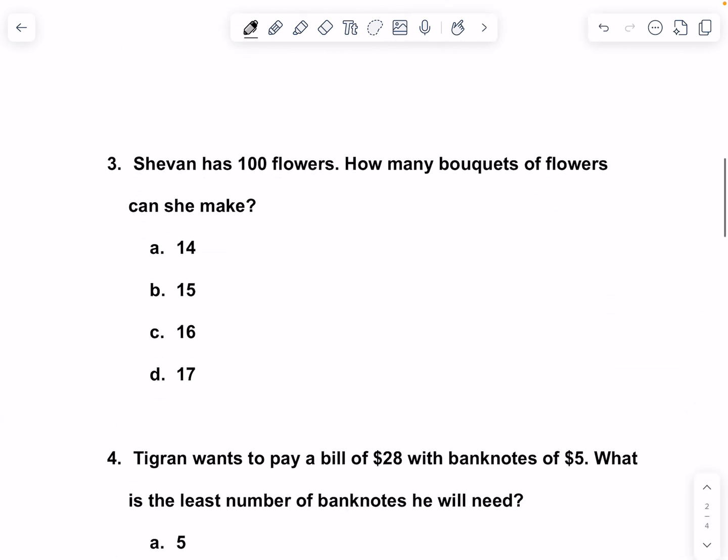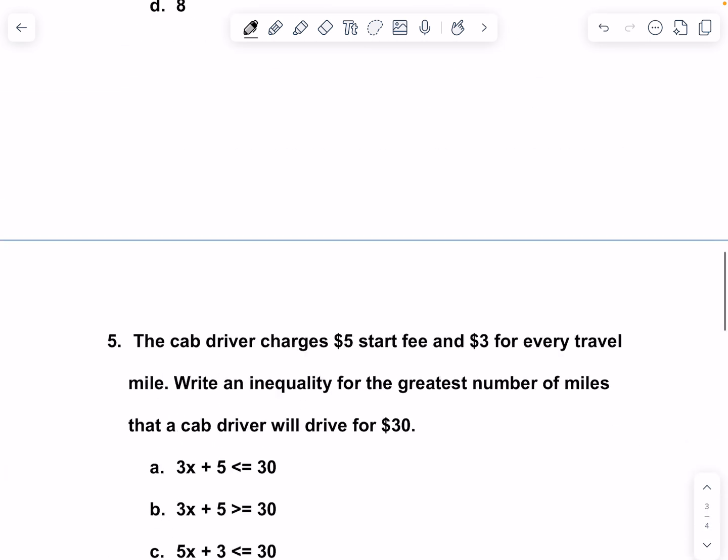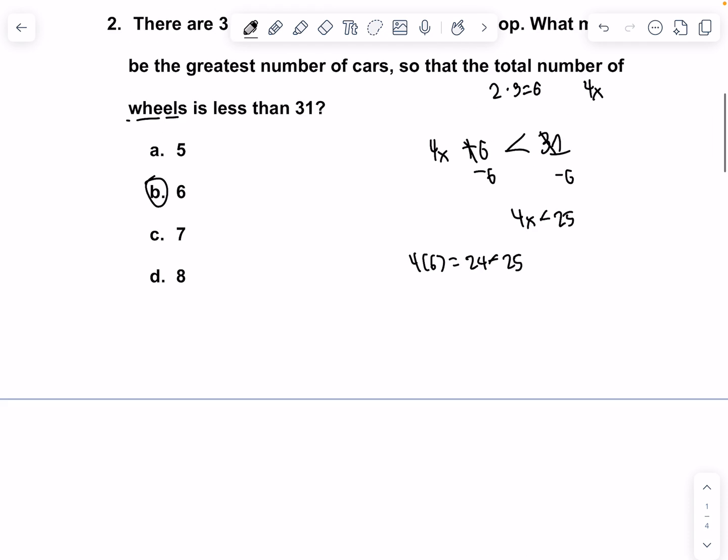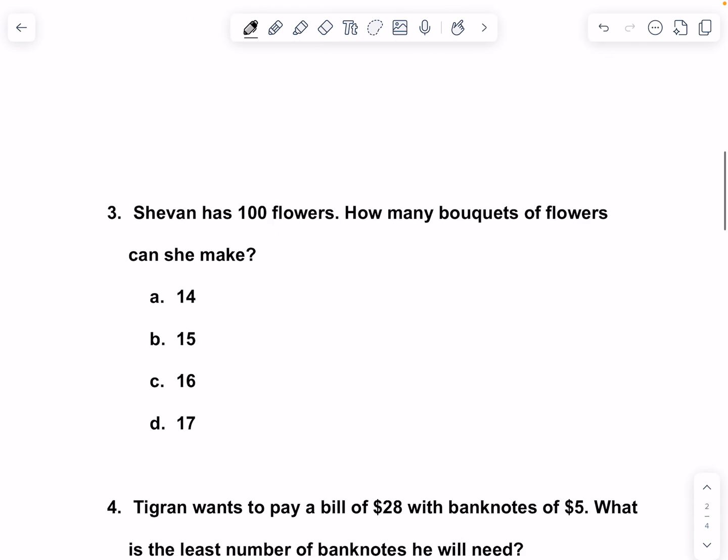Number 3 says that Siobhan has 100 flowers. How many bouquets of flowers can she make? So, there's actually, this problem is impossible since it doesn't say how many flowers are within one bouquet.